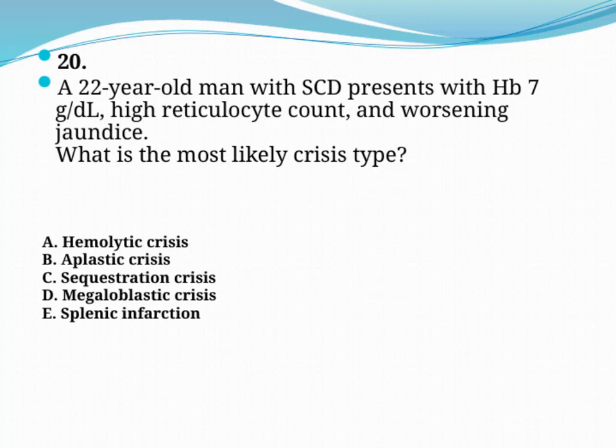All right, imagine this scenario. A 22-year-old man with sickle cell disease comes in with a hemoglobin level of 7 grams per deciliter, a high reticulocyte count, and worsening jaundice. So, what does this tell us?